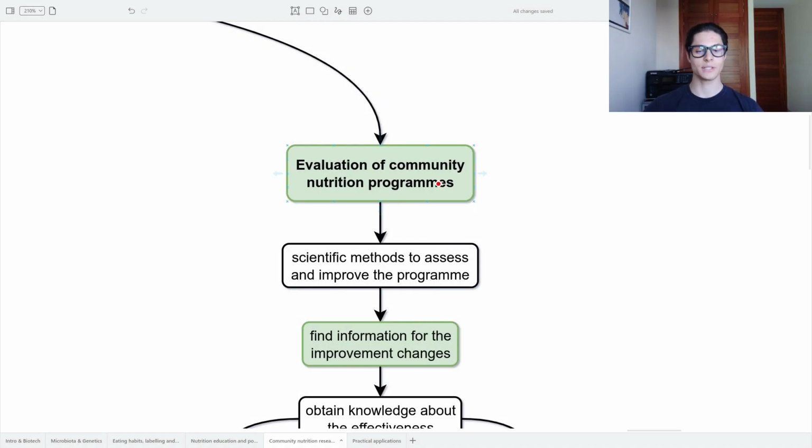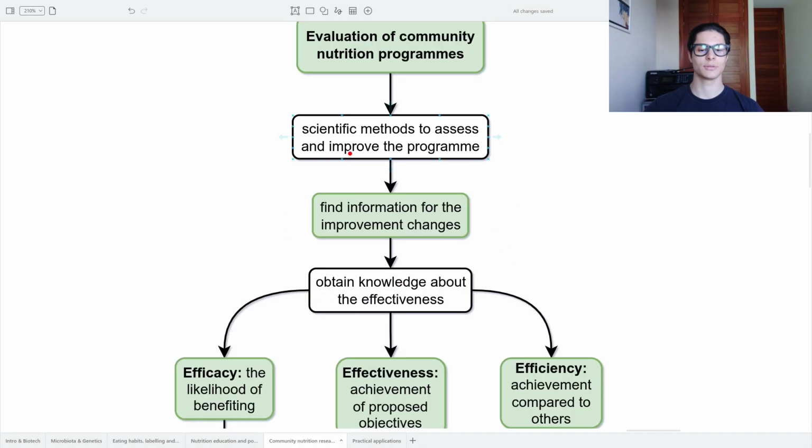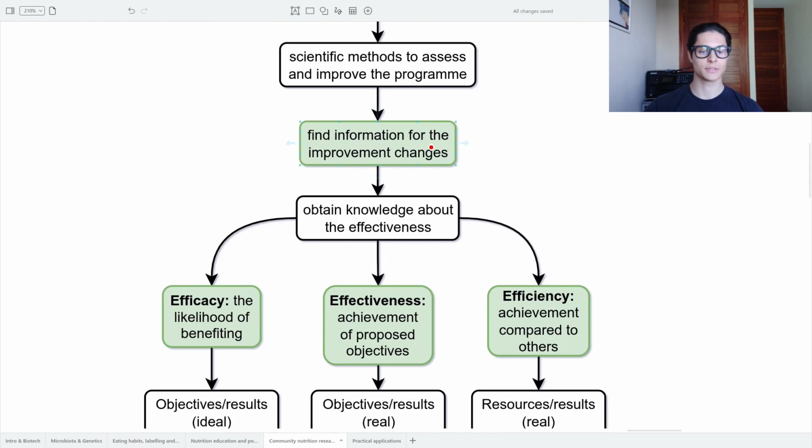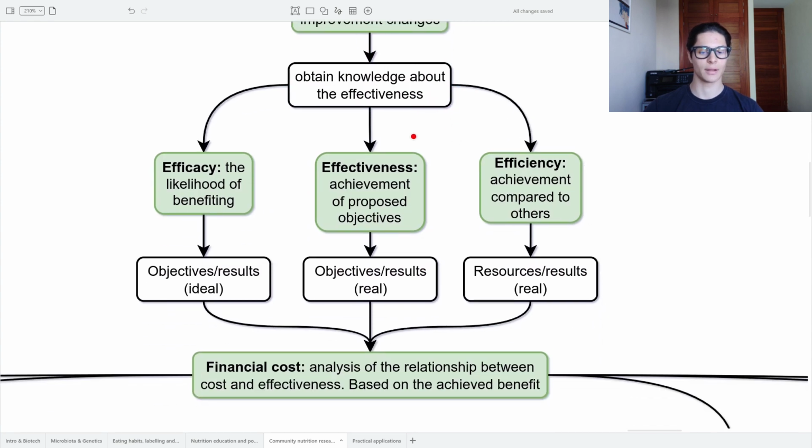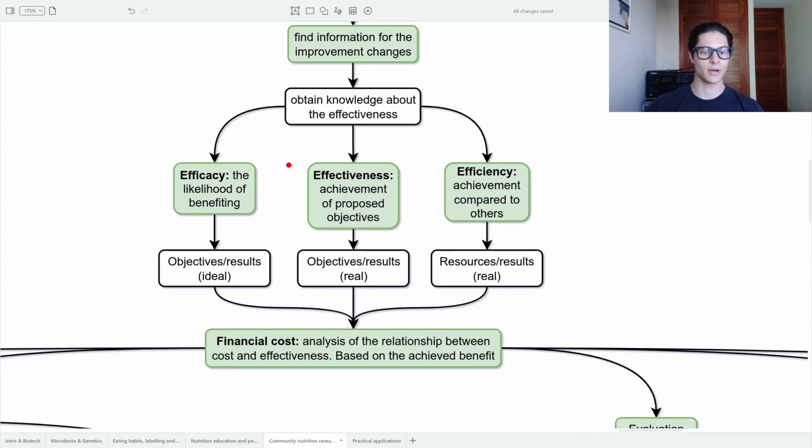Moving on, we have the evaluation of community nutrition programs. This is using scientific methods to assess and improve the program. Here we have to find information for the improvement changes. We have to obtain knowledge about the effectiveness. And here we have to define some terms.